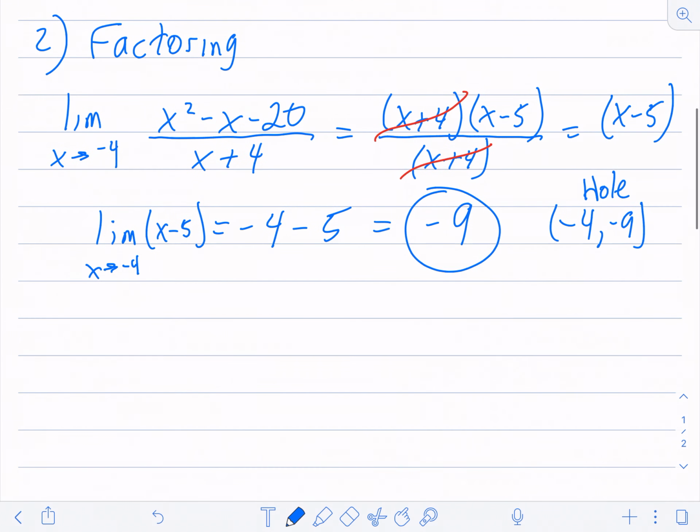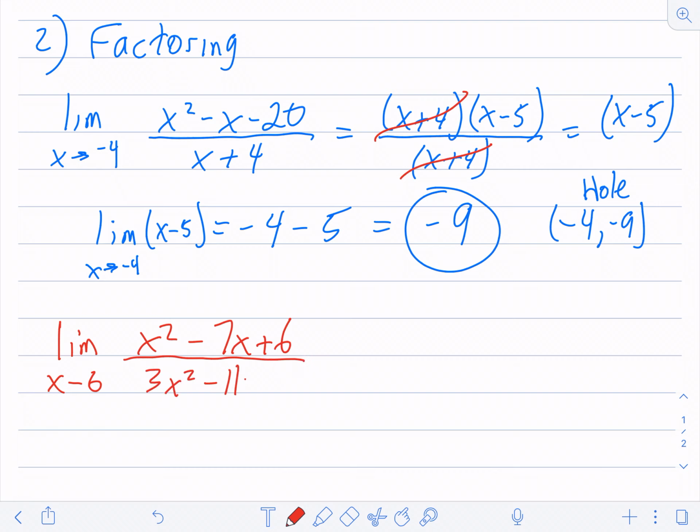Let's try another factoring problem. How about the limit as x approaches 6 of this big function: x squared minus 7x plus 6 over 3x squared minus 11x minus 42.